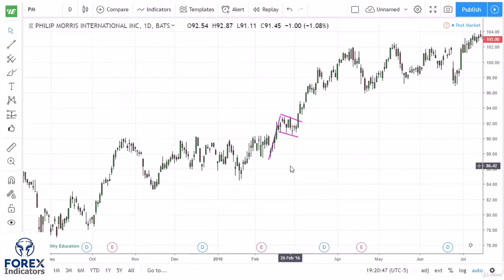Philip Morris formed a bullish flag here. You can see we ran higher and then we consolidated, slightly pulling back. So you're looking for the height of the flag, 87 to 92. So it's $5. We break out during this day. $5 above 92.5 is 97.5. And you can see that we get there and, of course, continue to go higher.